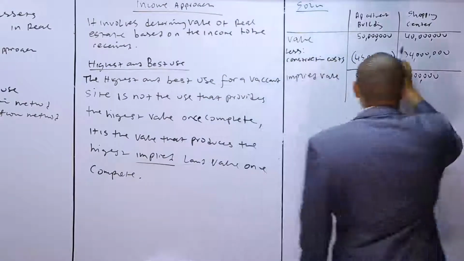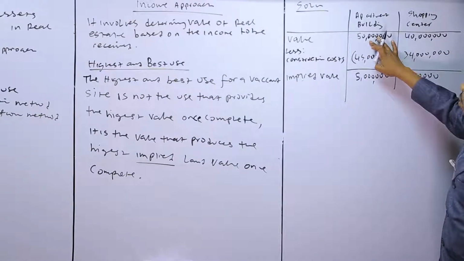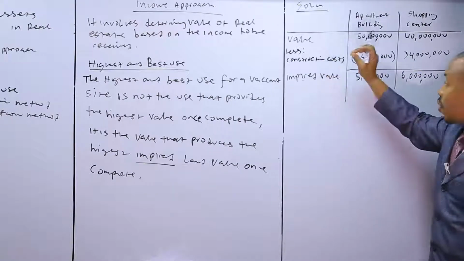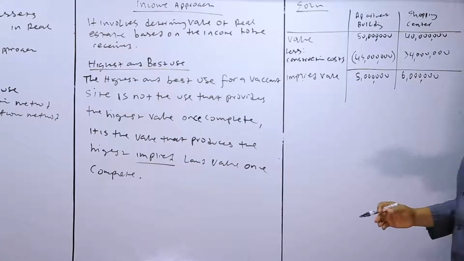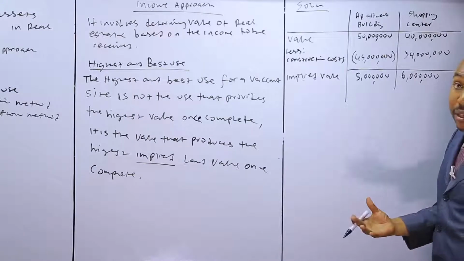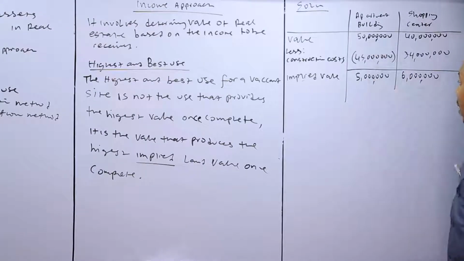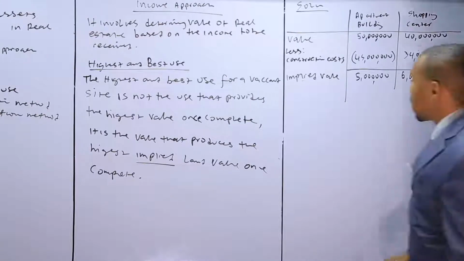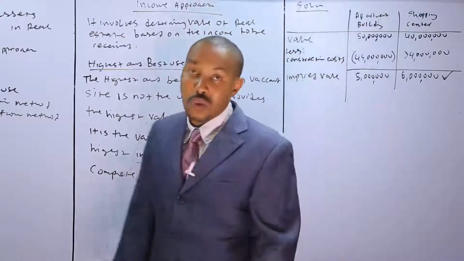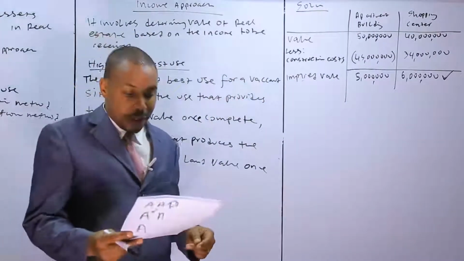Even if the value of the apartment building is 50 million, you need to consider the costs of constructing the apartment building to see if it will be viable. The viability is important in terms of getting the implied value of the property there. So you can clearly see that the shopping center provides superior implied land value as compared to the apartment building there.